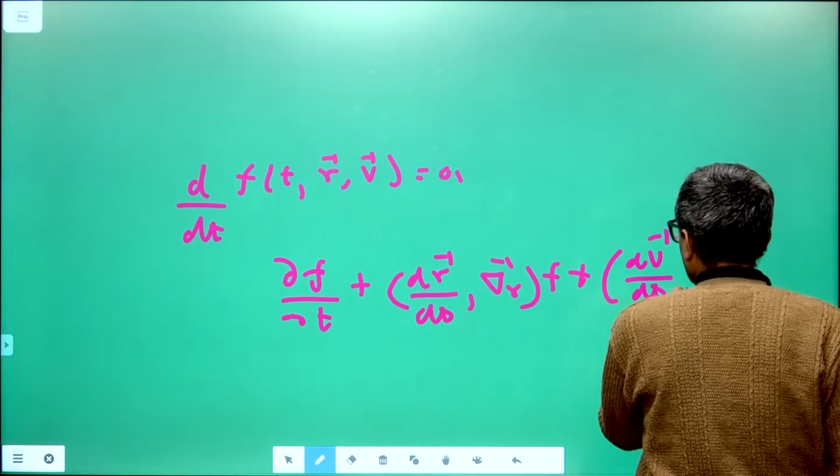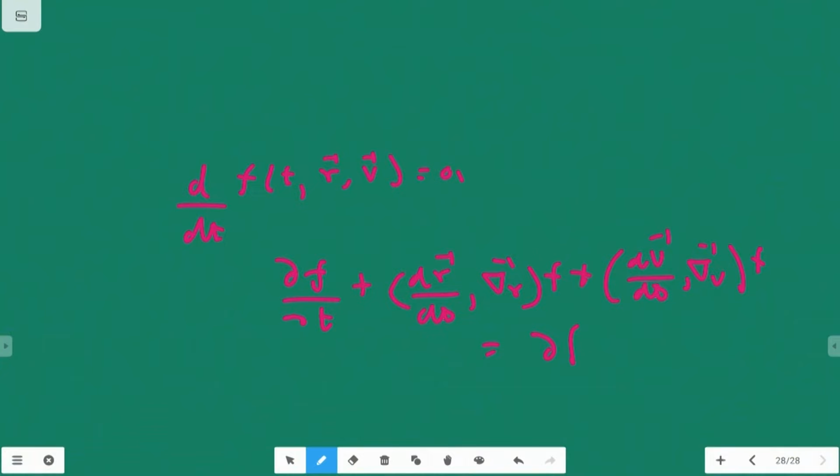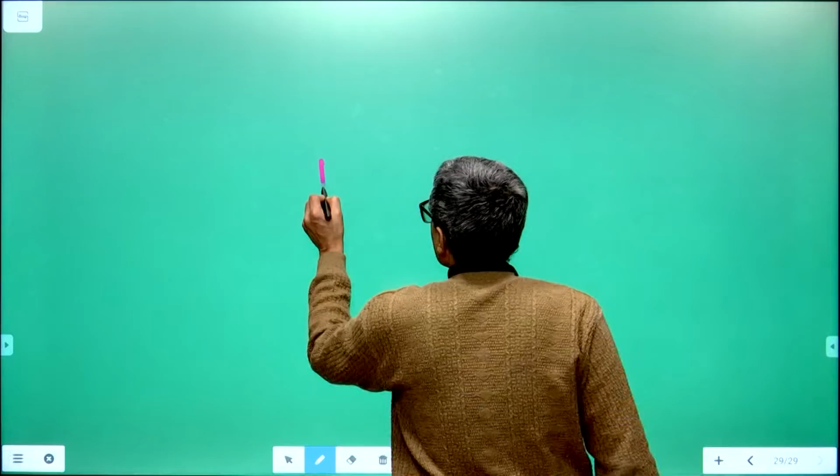This must be 0, but if you have collisions, then you must take into account the fact that there can be creation or annihilation of particles due to collisions. So, you put in a collision term. We will analyze what this collision term is exactly. dr/dt can be replaced by v, and dv/dt can be replaced by the acceleration, which is the force per unit mass.